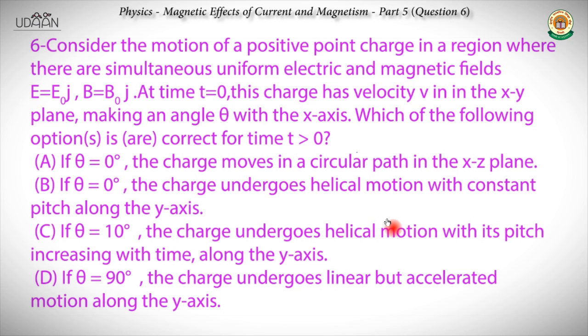So we have to look at the path that is traversed by a positive point charge in a region where we have both electric and magnetic fields present, right? Yes. Okay, at the beginning of time, the charge moves with the velocity v in the xy plane, making an angle theta with the x-axis. So we have to find out the path that is being traversed by the charge after the time t greater than 0. So can you tell us how do we go about solving this question?